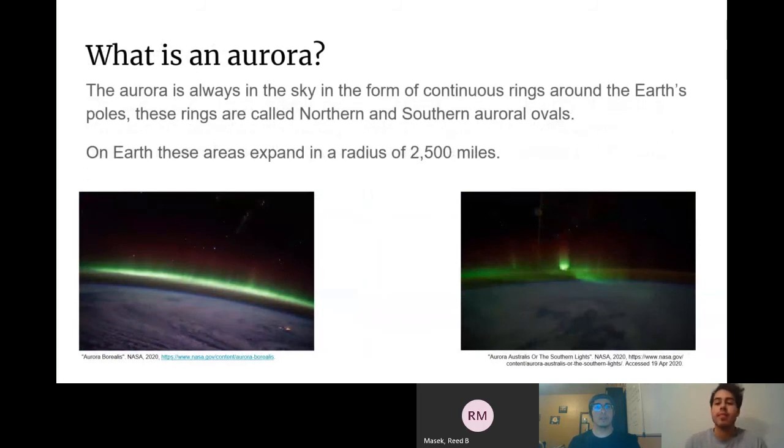So like Alex mentioned, we usually think of auroras through movies, but it's important to know that the auroras exist on the Earth's poles almost all the time. And so depending on where you are, you are either going to be experiencing the northern or the southern aurora ovals, because the auroras usually form as continuous rings around the Earth. These rings usually also expand about 2,500 miles.